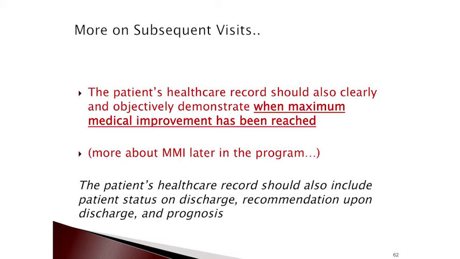And the patient's healthcare record should also include patient status on discharge, recommendations on discharge, and prognosis. So sometimes we're releasing patients without any further care, just on a PRN basis. Sometimes we're very specific. We're putting them on a supportive care plan based on the residual issues they have in their spine. It could be pain, it could be functional residual issues, but just put that. We're talking about a sentence or two that really clarifies the patient's condition.